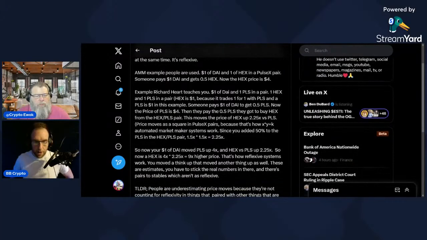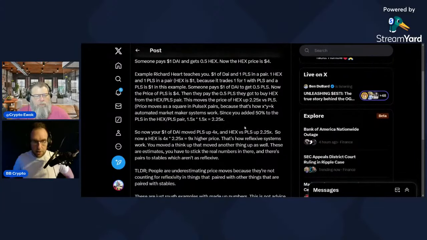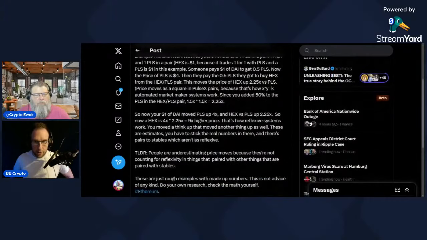Price moves as a square in PulseX pairs, because that's how x times y equals k automated market maker systems work. Since you added 50% to the Pulse in the Hex Pulse pair, 1.5x times 1.5x equals 2.25x. So now your $1 of DAI moved Pulse up 4x, and Hex versus Pulse is up 2.25x. So now Hex is 4x times 2.25x equals 9x higher price. That's how reflexive systems work. You moved a thing up, and a thing up, and moved another thing up as well.